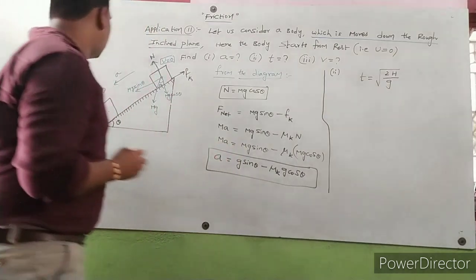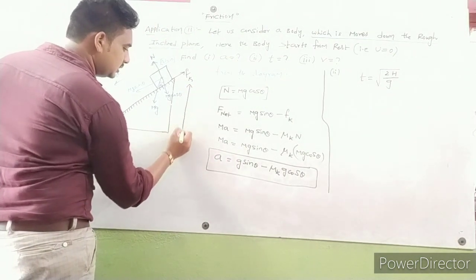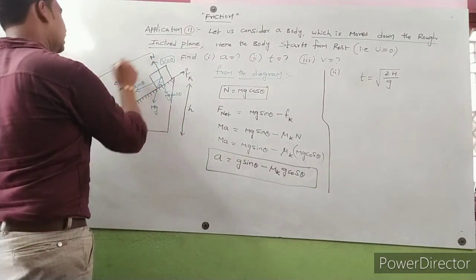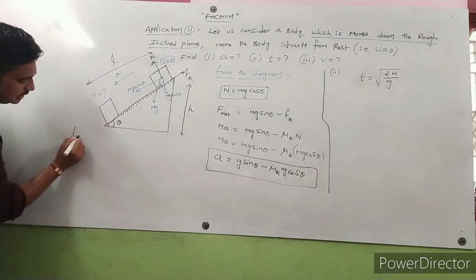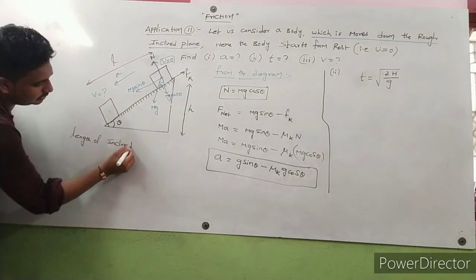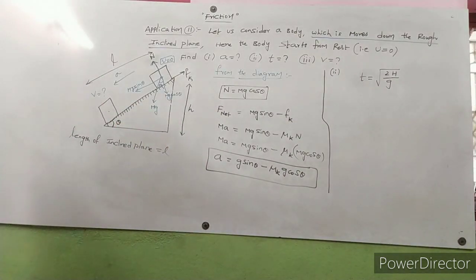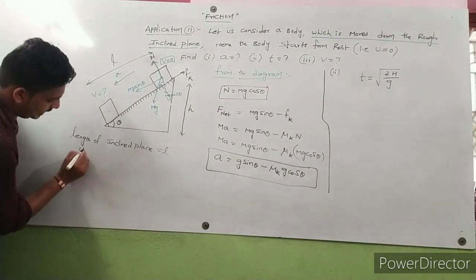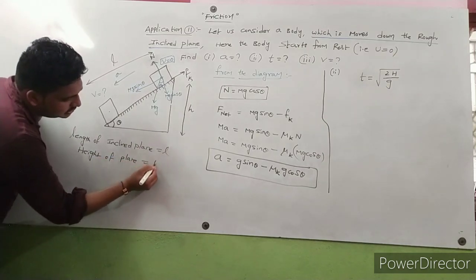For this, I consider this height as h. This length, the length of the inclined plane, is L. The height of the plane is h.